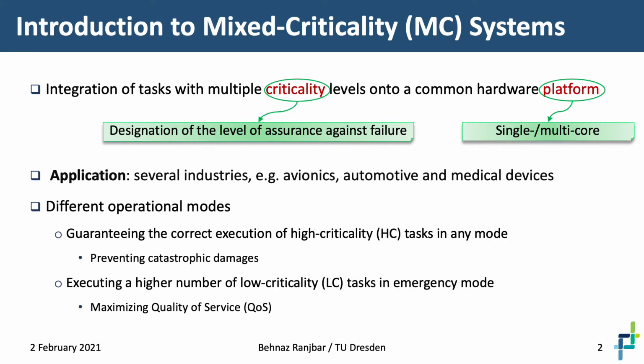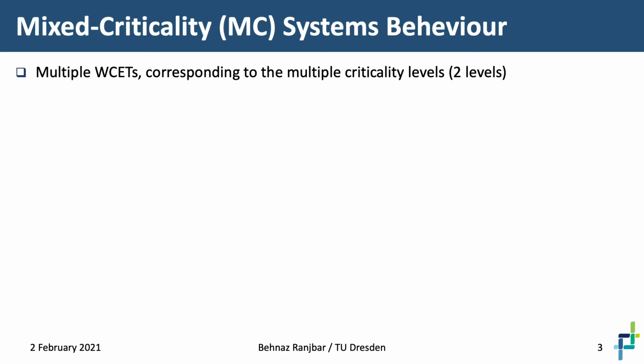In general, since there are different tasks with multiple criticality levels running on a common platform, different operational modes exist in these systems. We have to guarantee the complete and correct execution of tasks with higher criticality levels in any mode to prevent catastrophic damages. Low criticality tasks are executed in these systems as well, and normally all these tasks have to be executed correctly before their deadlines. If the system switches to the emergency mode, some tasks with lower criticality levels can be dropped to guarantee the correct execution of HC tasks. However, depending on the application, we may not be allowed to drop many LC tasks and degrade the quality of service. For MC tasks, multiple worst-case execution times are defined corresponding to the multiple criticality levels.